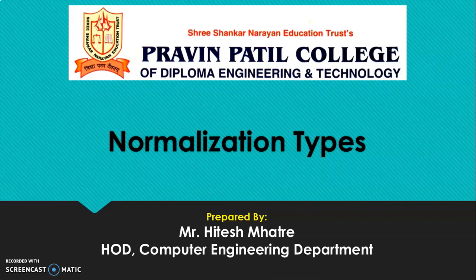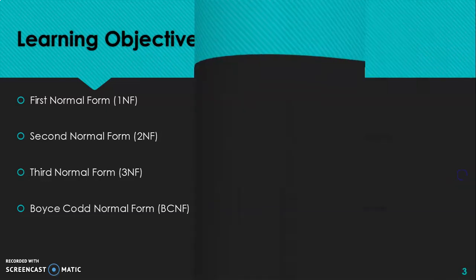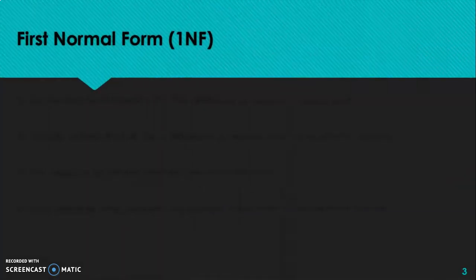Today we are going to learn about normalization types. So the learning objectives: first normal form, that is 1NF, second normal form, that is 2NF, third normal form, that is 3NF, and Boyce-Codd normal form, that is BCNF. So starting with the first normal form.